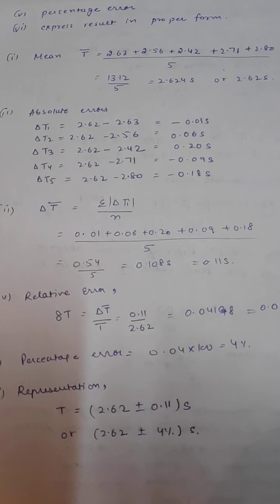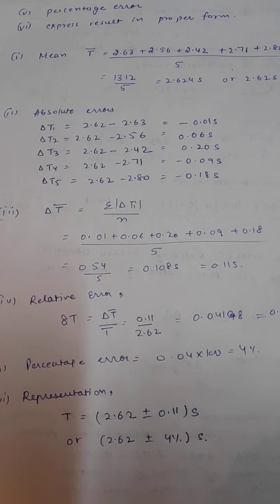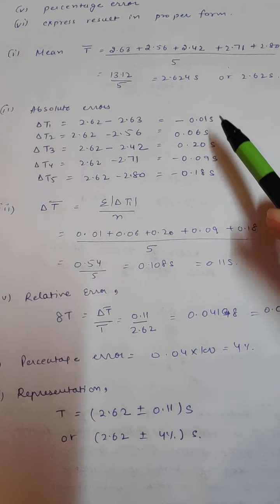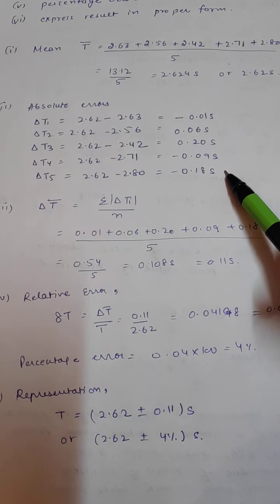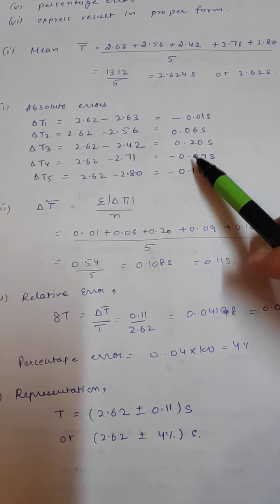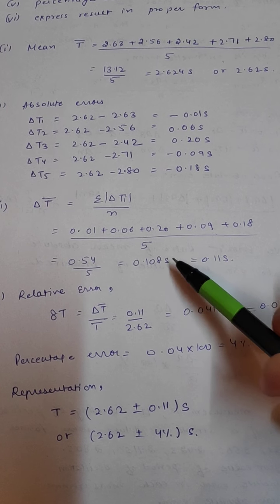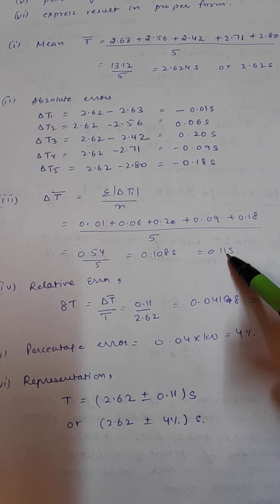In the third step, I have to find the mean of these absolute errors. How will I find it? I will take the mod of all these terms, means I will take the magnitude of all these terms, and add them. How many terms are there? 1, 2, 3, 4, 5. Divided by 5, you'll get the answer, and round it off to 2 digits, 0.11 second.